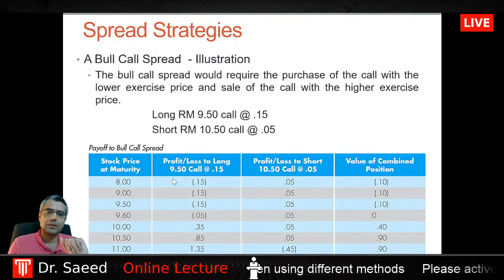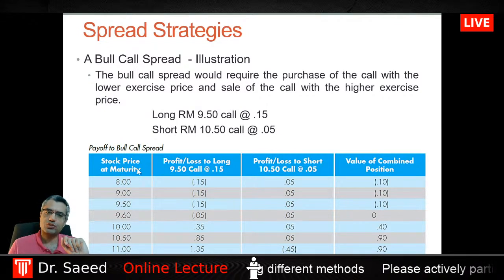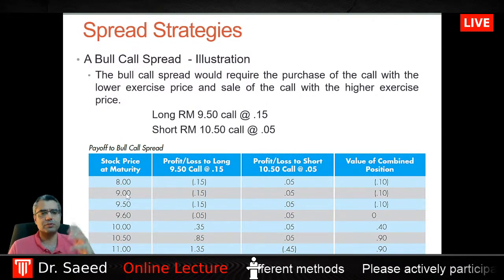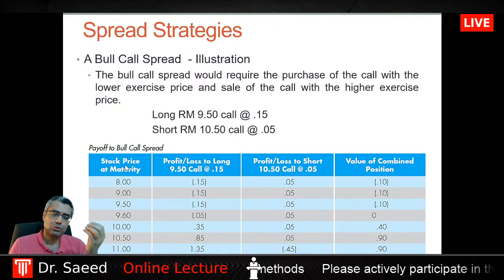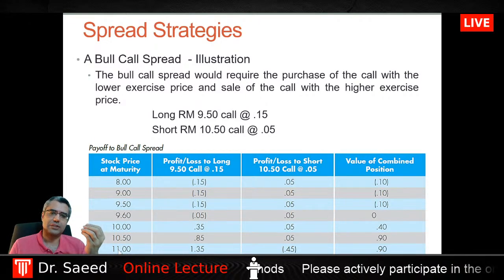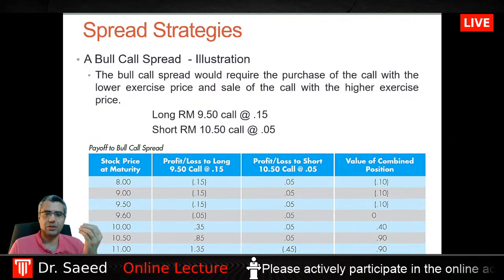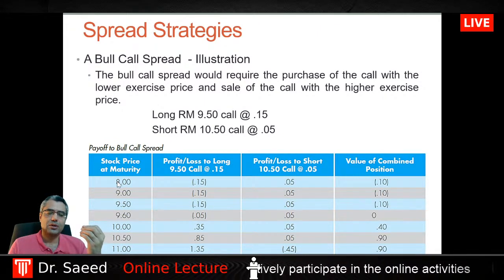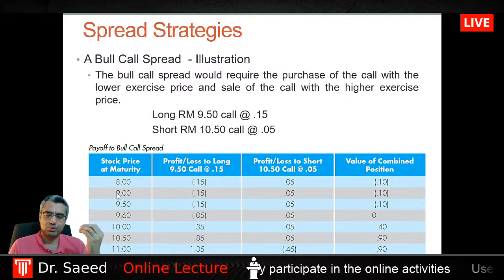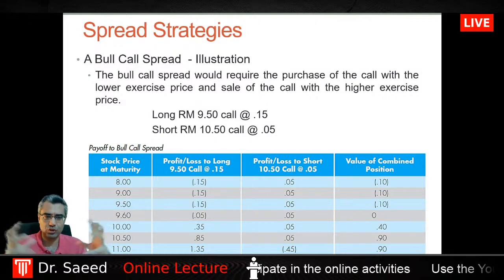Now, I construct a table to show that it works. Stock prices have been listed here, so it is up to you. For example, here I have listed 8 ringgit 90. So the underlying asset price has been listed for different prices. I want to test, right? I want to see what is the outcome. So let's say 8, 9, 9.5, 9.6, 10. So up to you. I just want to see at different prices what will be my profit or loss. At different prices of the underlying asset, what will be the outcome of this combination.